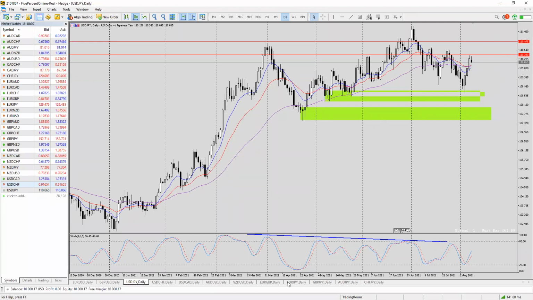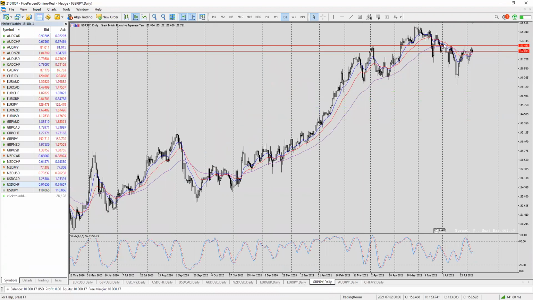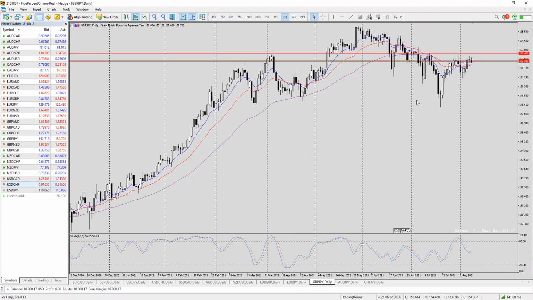So pound dollar and dollar yen, I wouldn't say they're very clear, and therefore pound yen as well is not very clear to me. And I prefer refraining from trading, at least swinging, on these pairs, as long as the trend is not very clear.